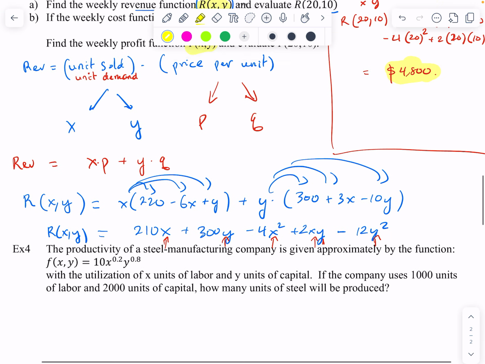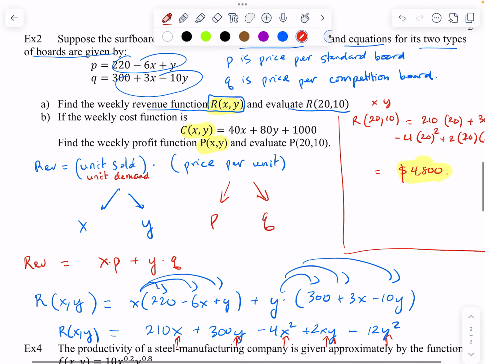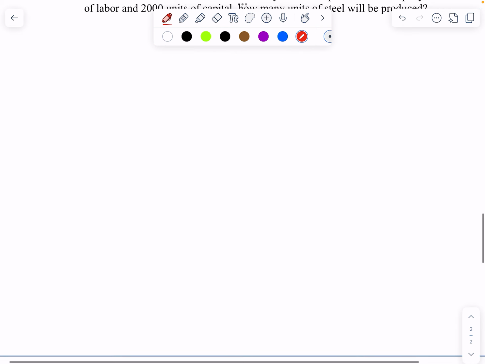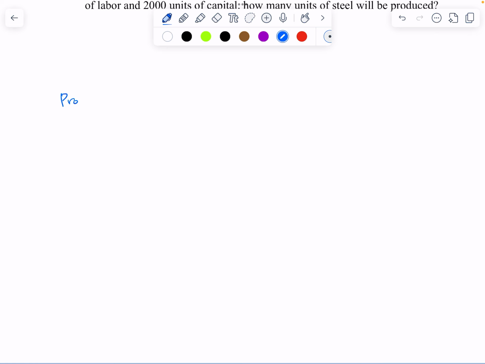Now part B, we want to find the weekly profit. I didn't give myself enough space here, so I'm just going to get you started on this one. I'm not going to fully finish the work, but we know that in general, profit is equal to revenue minus cost. We have the revenue function from part A. We want to subtract the cost equation, and our profit is capital P of x comma y.